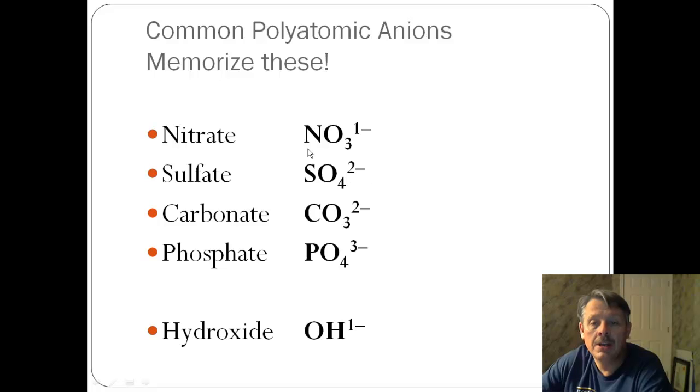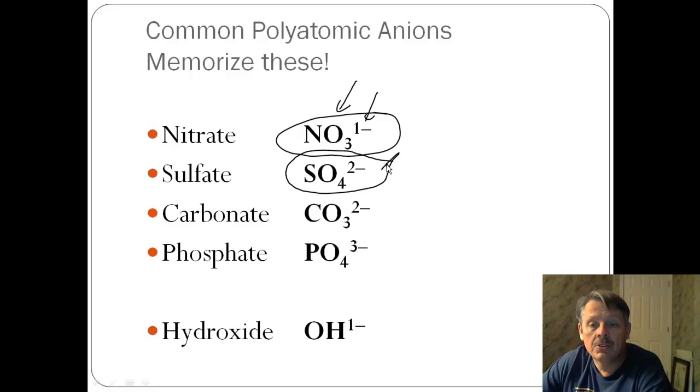Look at nitrate. Nitrate is made up of 1 nitrogen and 3 oxygens, and it has a 1- charge, as a unit. We don't worry about the individual nitrogen and the individual oxygens. We look at this entire thing as one single anion, and it has a 1- charge. We also have sulfate. Oh, that's where the magnesium sulfate comes from.